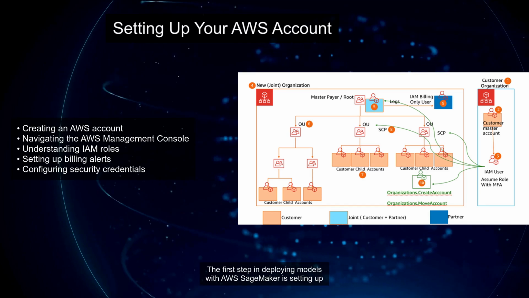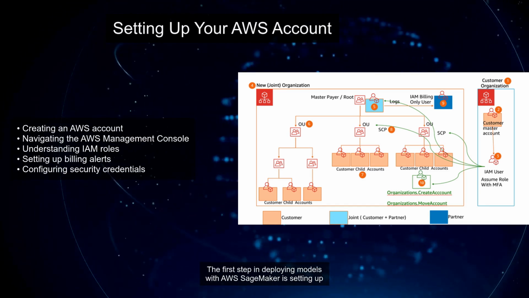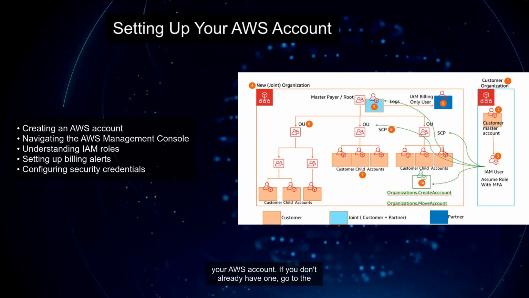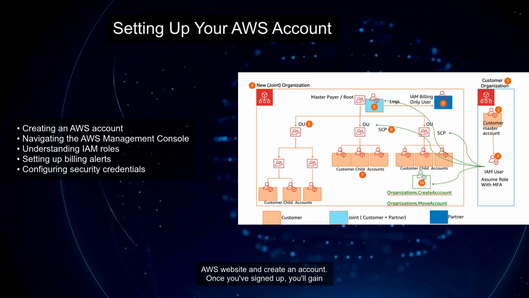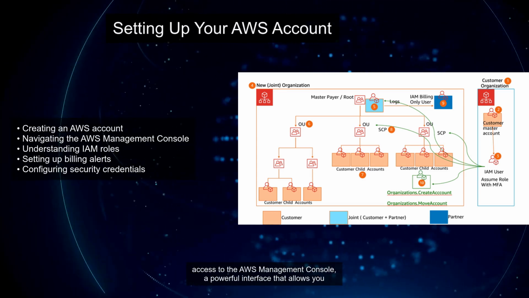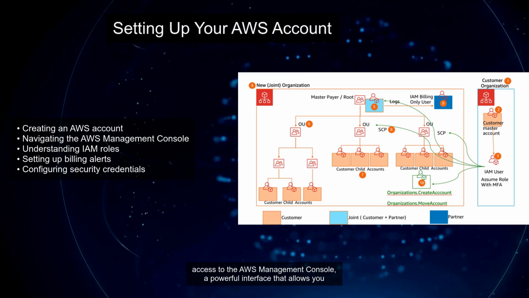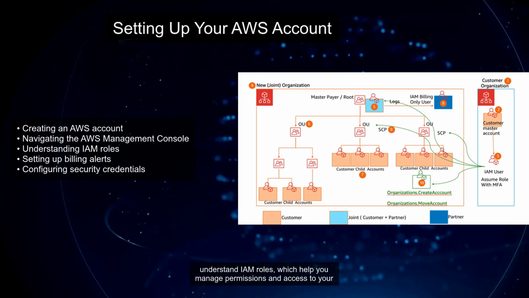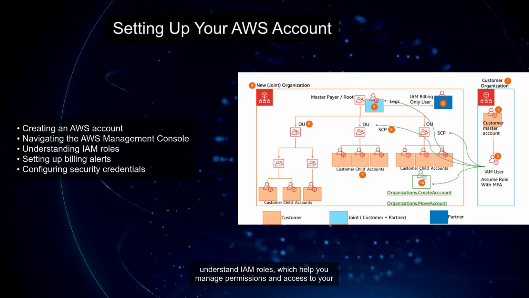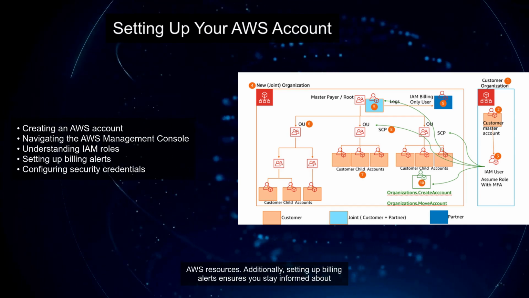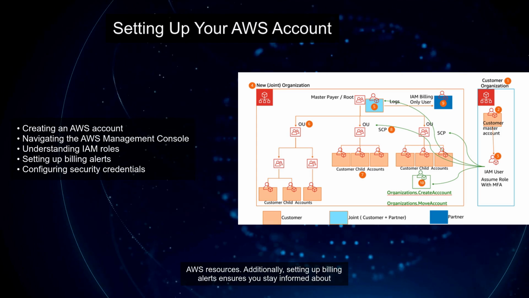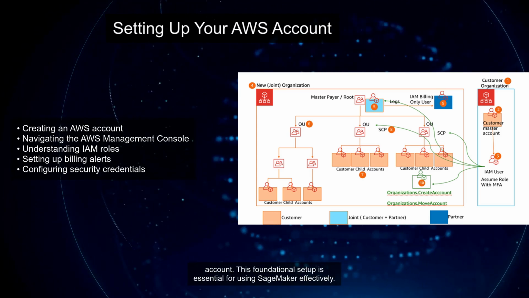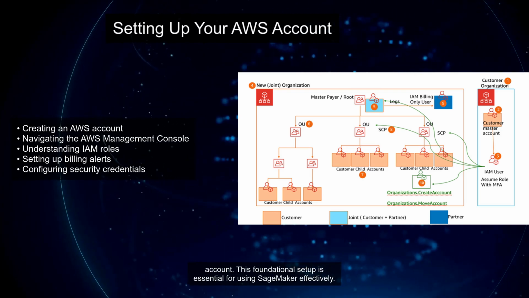Let's get started. The first step in deploying models with AWS SageMaker is setting up your AWS account. If you don't already have one, go to the AWS website and create an account. Once you've signed up, you'll gain access to the AWS Management Console, a powerful interface that allows you to manage your AWS services. As a best practice, it's crucial to understand IAM roles, which help you manage permissions and access to your AWS resources. Additionally, setting up billing alerts ensures you stay informed about your usage and costs. Lastly, configure your security credentials to protect your account. This foundational setup is essential for using SageMaker effectively.